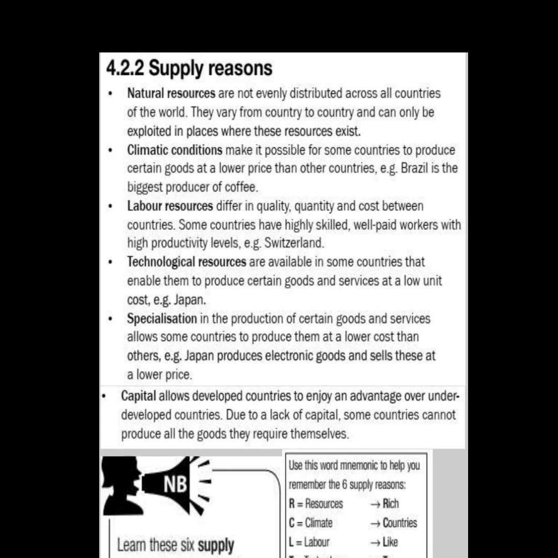So we're going to have our labor resources, which differ in quality, quantity, and cost between countries. Some countries have highly skilled, well paid labor with high productivity, e.g., Swaziland. We have other countries that have highly skilled and well paid people.